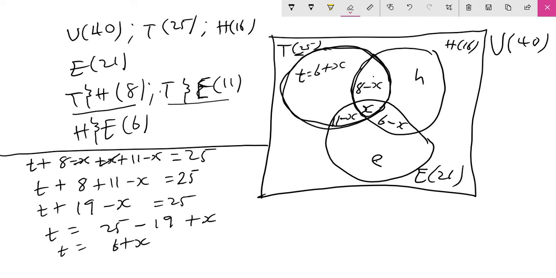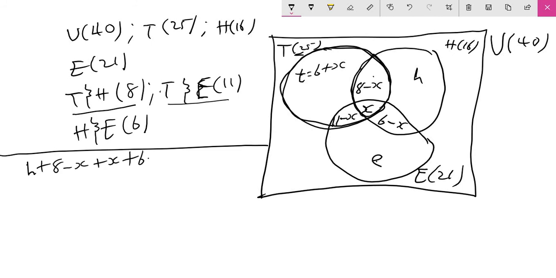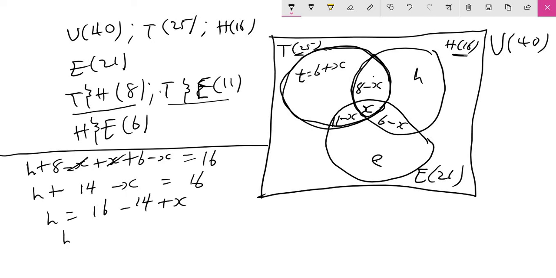Alright, so we do the same for all the other ones. So we have h plus 8 minus x plus x plus 6 minus x must also be equal to the total H, 16. So this goes away again. h plus 8 plus 6 gives 14 minus x equals 16. So h is equal to 16 minus 14 plus x. h is equal to 2 plus x. So this is equal to 2 plus x.